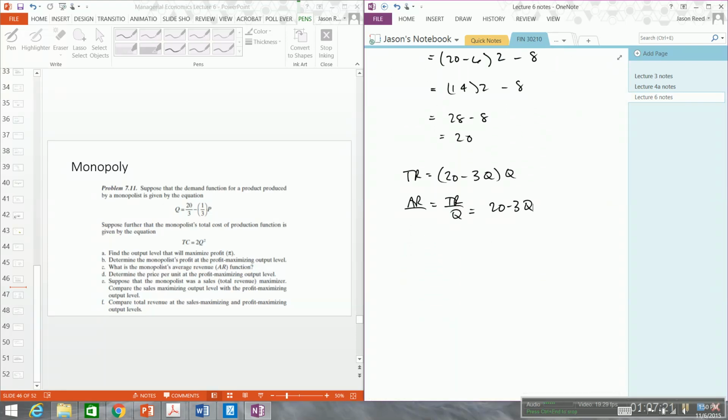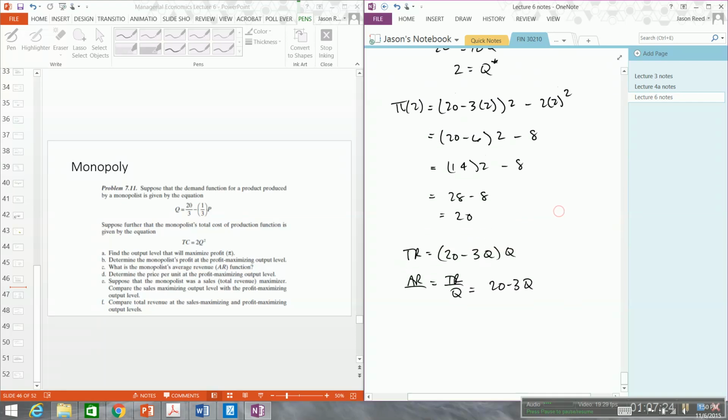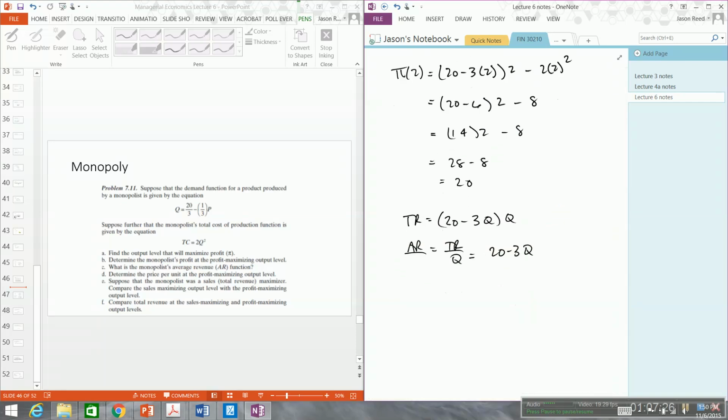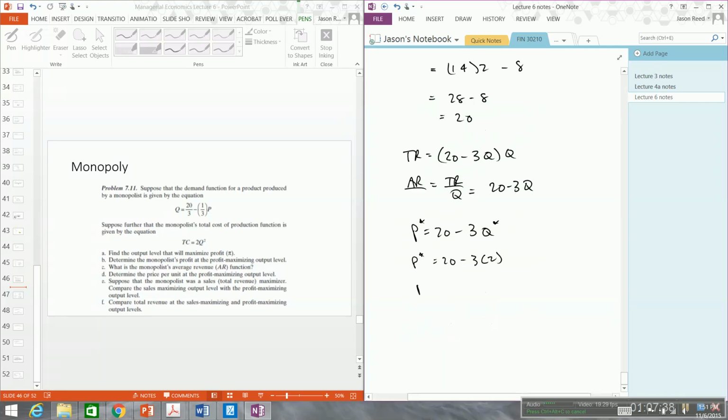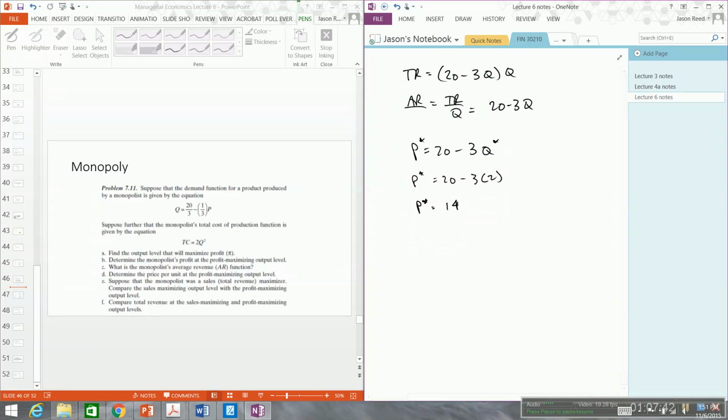Determine the price per unit at the profit maximizing level of output. So we found that Q is equal to 2. So P is equal to 20 minus 3Q. So at P star and Q star, we have 20 minus 3 times 2, so that we have P star equaling 14. So that is our price per unit at the profit maximizing level of output.